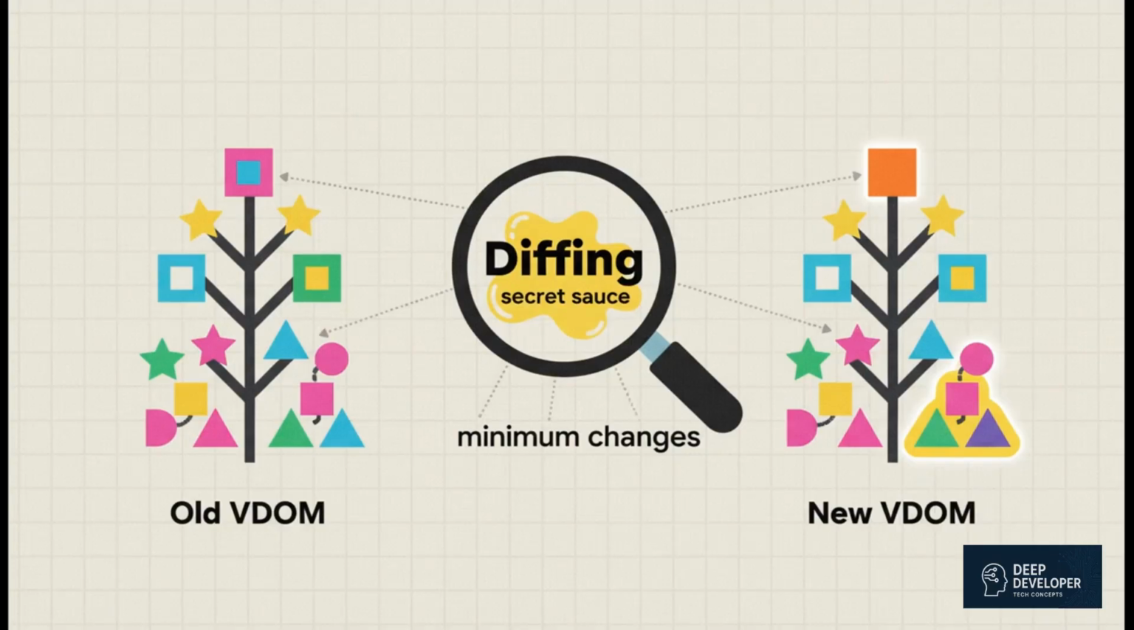Okay, so React has the old blueprint, and it just made a new one. What's next? Well, this brings us to step 3, diffing. And this, my friends, is React's secret sauce for performance. It's the process of comparing that new VDOM tree with the old one to find the absolute minimum number of changes that need to be made.